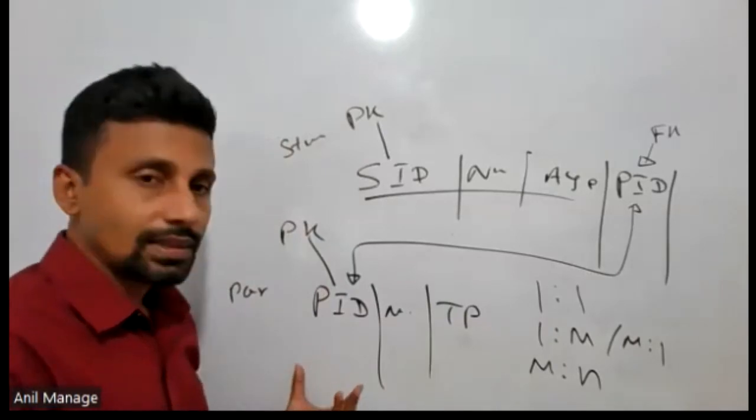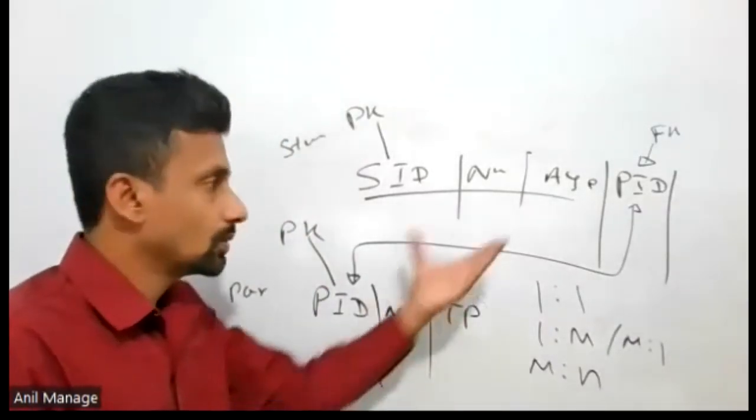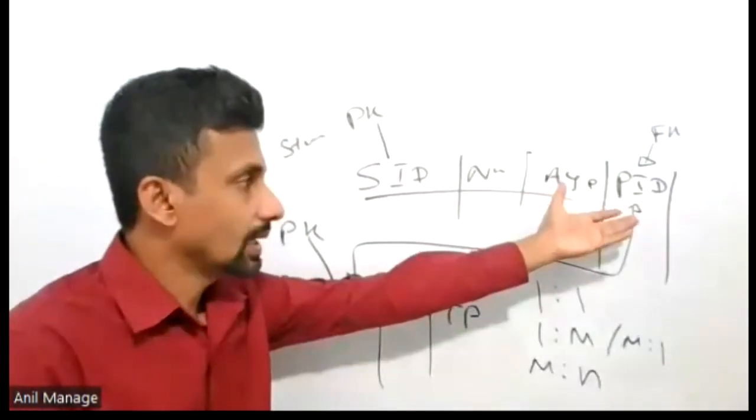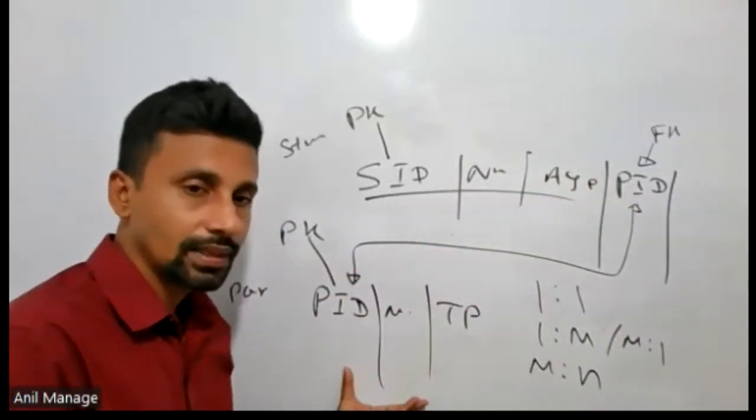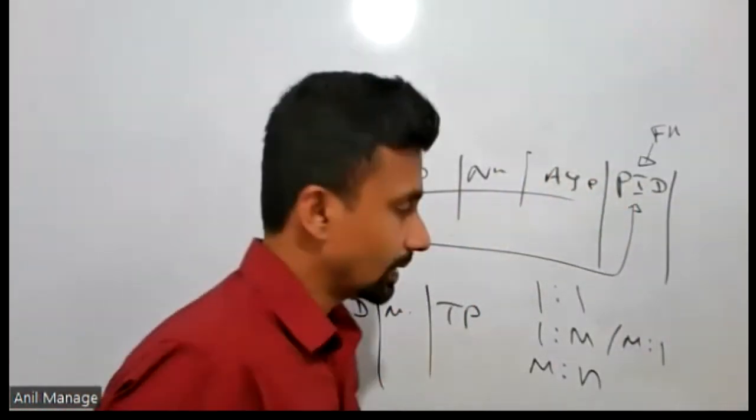One table's one record is connecting to the several records of another table, and one record of that table is connected to the several records of this table. That is known as many to one, right?